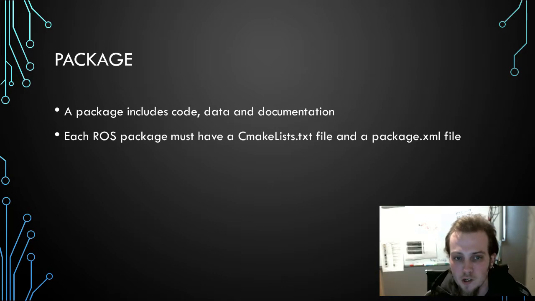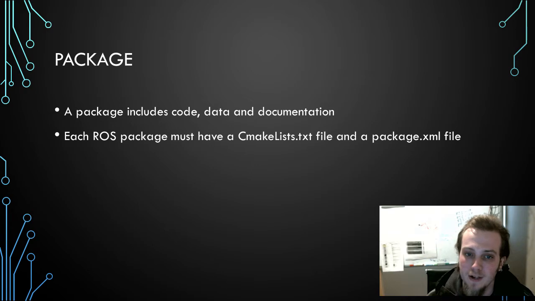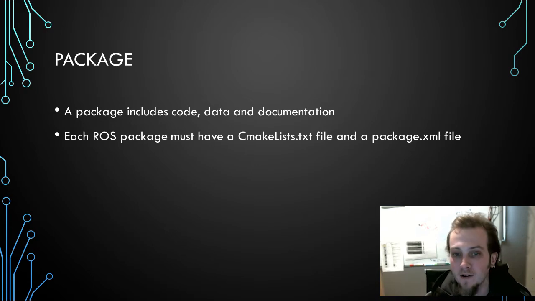Now, each ROS package must have a CMakeLists.txt file and a package.xml file, and we're going to have a look at these in detail in a little bit. Now, the other thing is that packages must be in their own folder. This means that you cannot nest packages, and you can't have packages that share folders. Now, packages should also be stored in the Catkin workspace, which we created in part 1 of this lecture series.